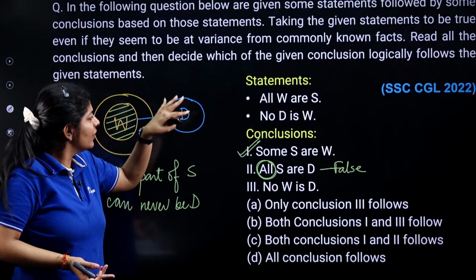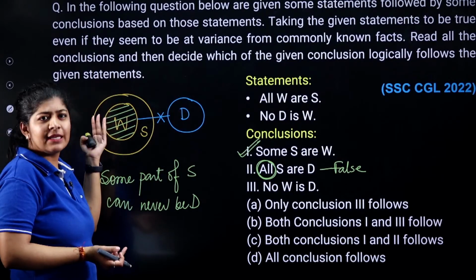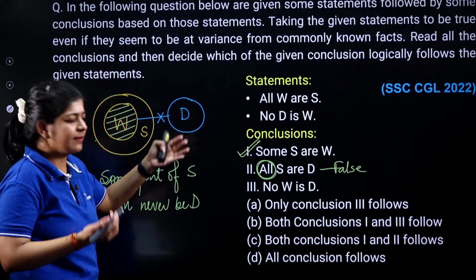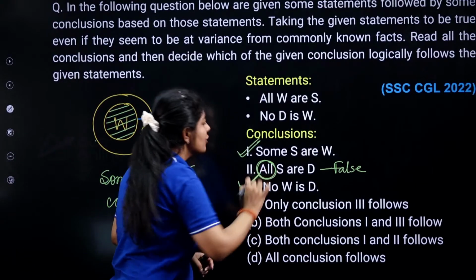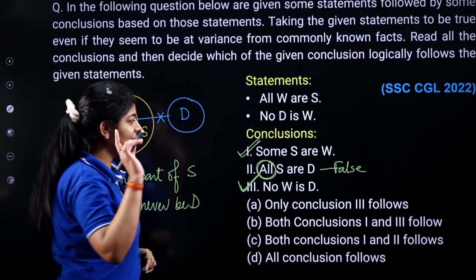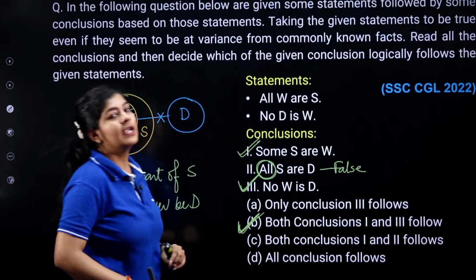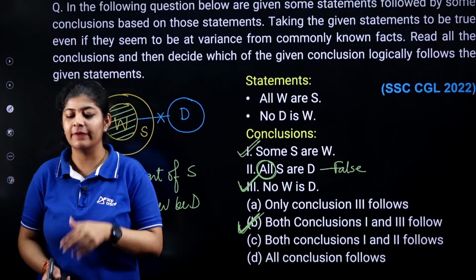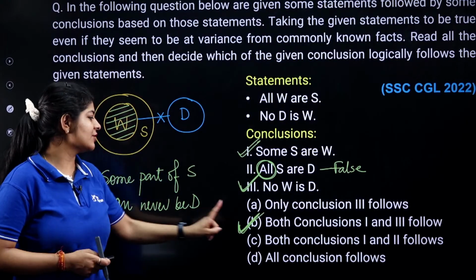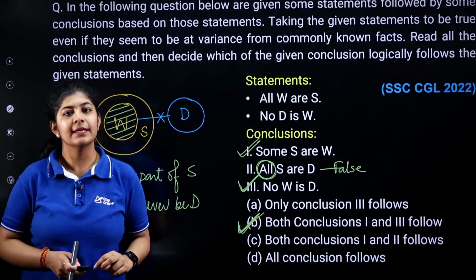Yes, basically if no D is W, then we can say that no W is D. So the third one is also correct. So conclusions first and third are correct, and where is it given? It is given in option number B. Very good, Joseph. The correct answer over here is your option number B. Clear?